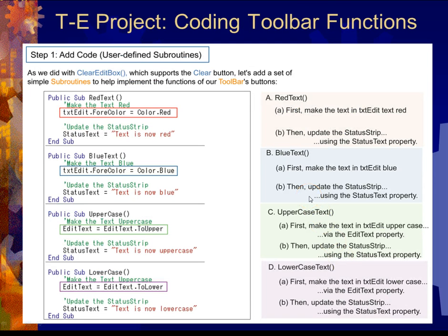Okay, now you have to do this. So what is all this going to do? Look at just the first one. What is it doing? What's the name of the first subroutine here? Red text. And what is it? What do you think it's going to do?